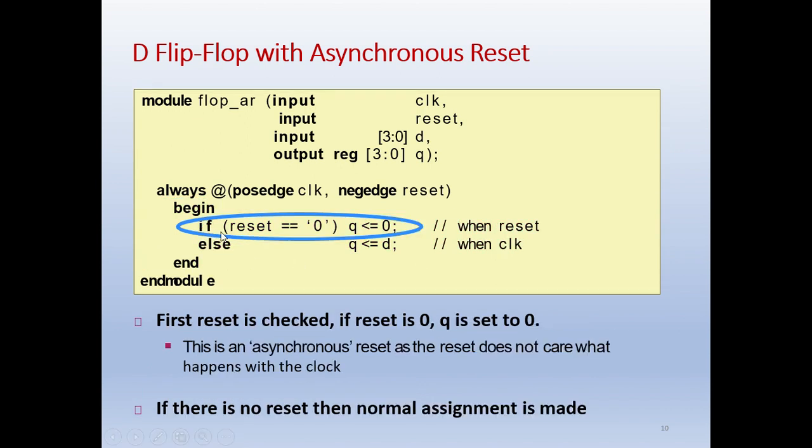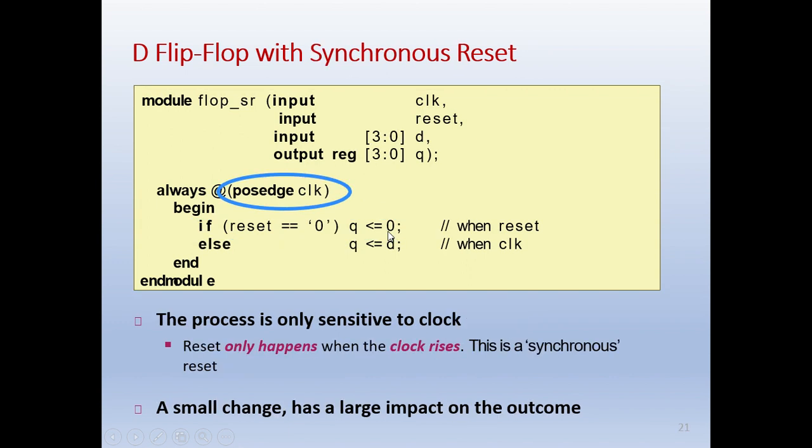So if the reset is equal to 0, q is equal to 0. This is the asynchronous reset, as the reset does not care what happens with the clock. It doesn't depend on the clock. If the reset has been asserted, if reset is equal to 0, q is equal to 0, because reset is a low level signal.